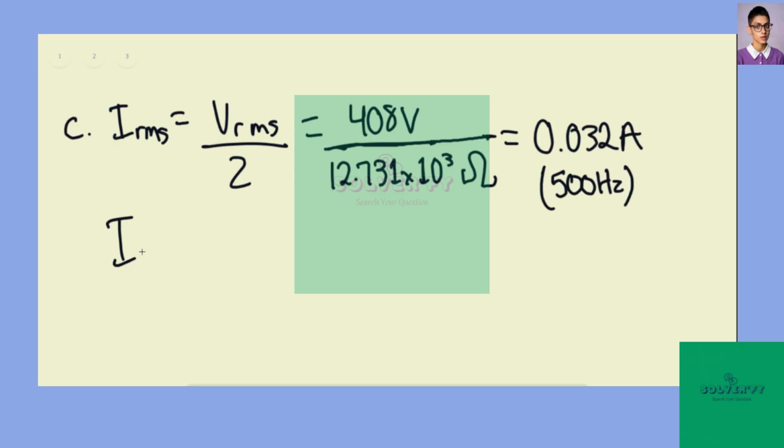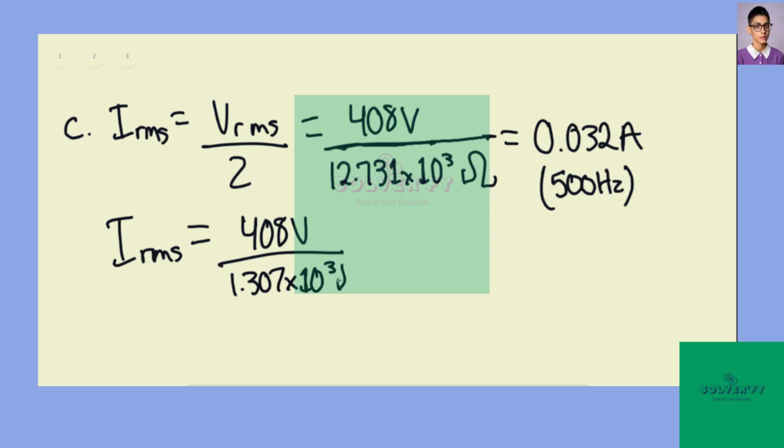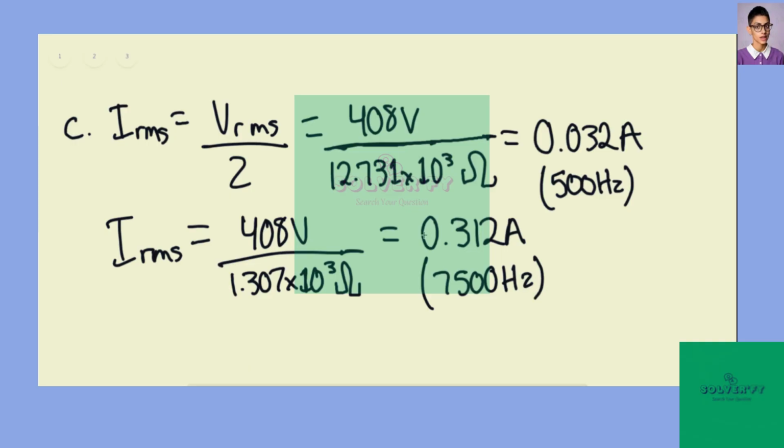And then the root mean squared current would be, again, 408 volts divided by 1.307 times 10 to the third ohms. And this is equaling 0.312 amps. This is at 7,500 hertz. So these would be our two answers for part C.